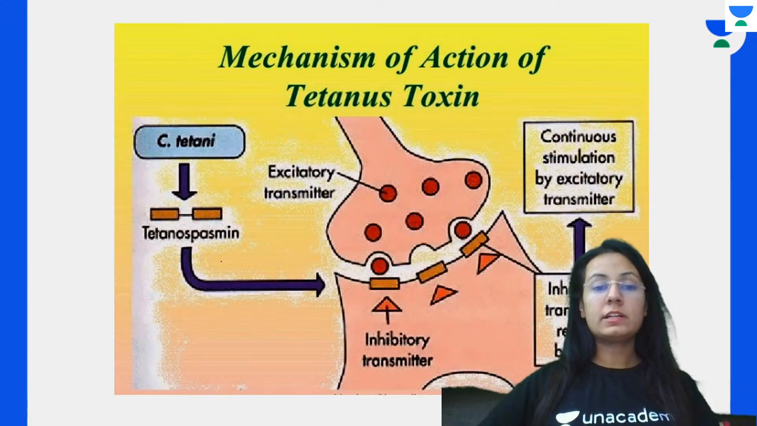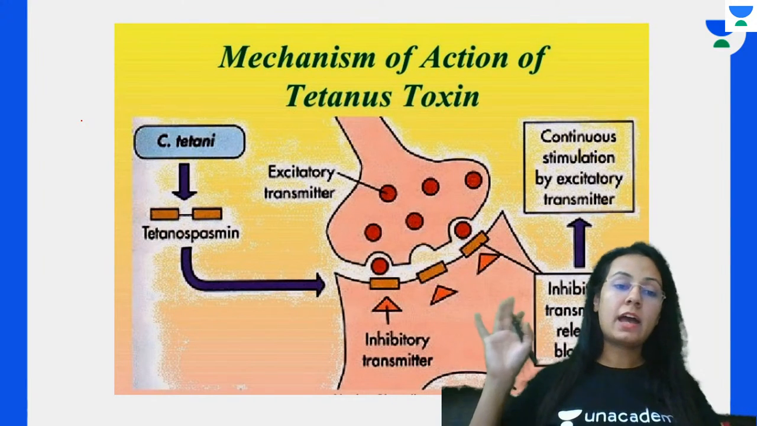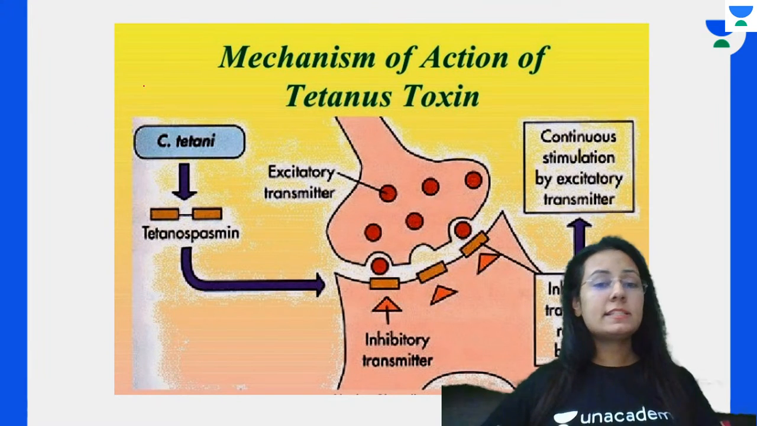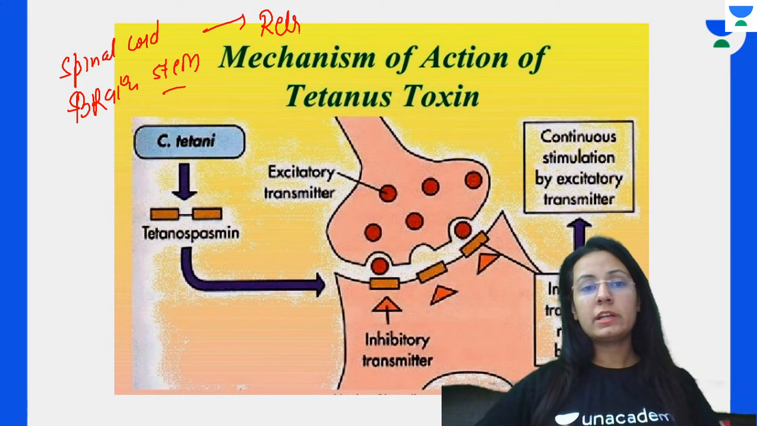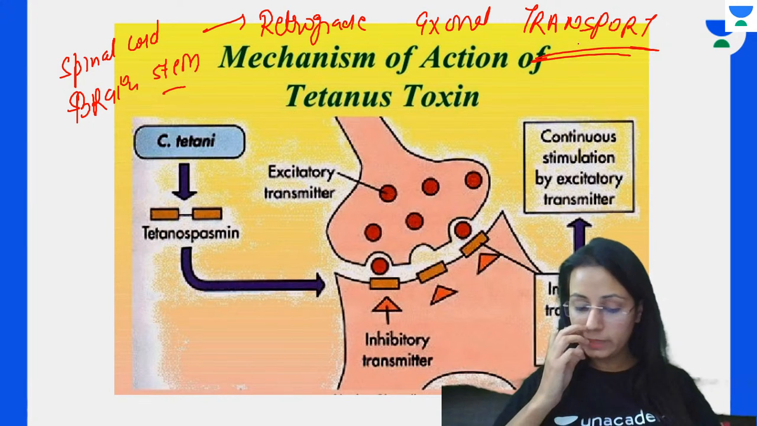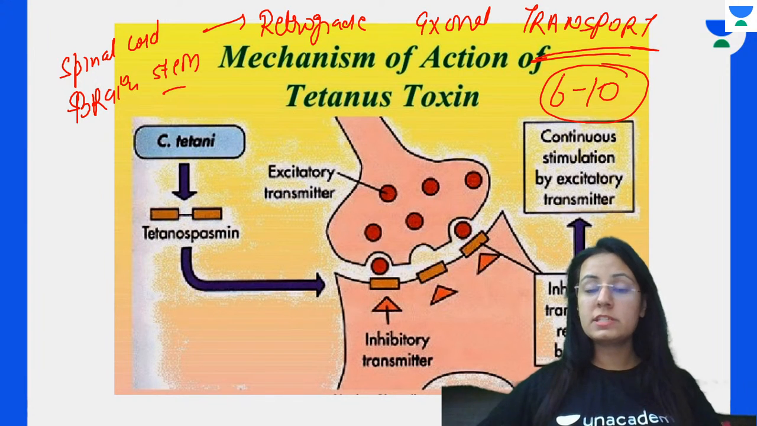Two types of toxin, tetanolysin and tetanospasmin, but tetanolysin has no role in virulence. The main site of action is what? The spinal cord, the brain and the brainstem, by retrograde axonal transport. The brainstem and spinal cord are the main sites of action, and the incubation period is about 6 to 10 days.